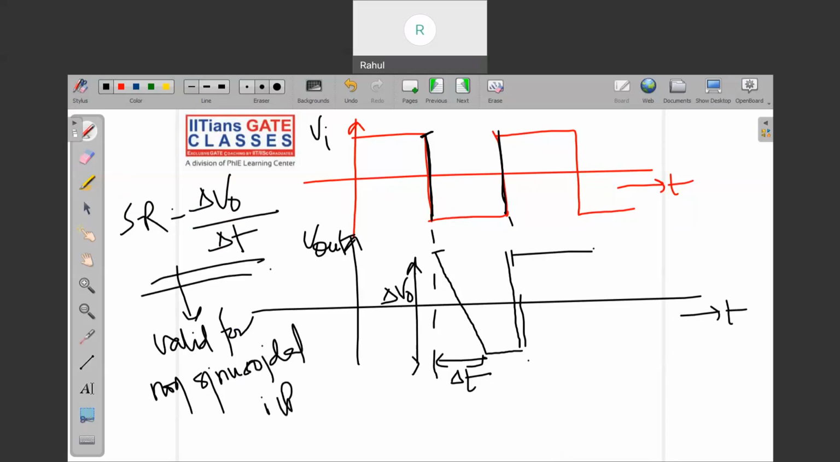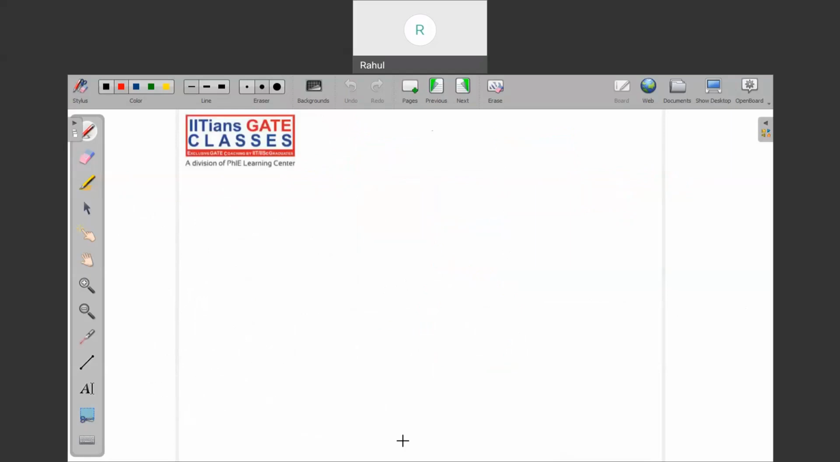Okay, so these things are also not taught everywhere. I'm just telling you so that if any question is given, you can solve it, right? So the definition is the same. You have to find the maximum slope. That is going to give you the slew rate, right? How fast your output is changing here, right? Let me take one question as well.